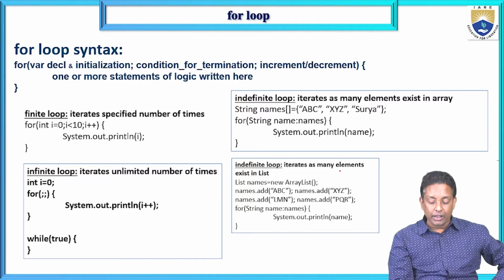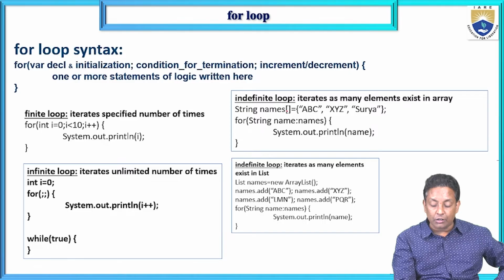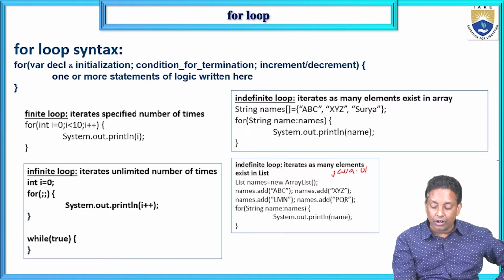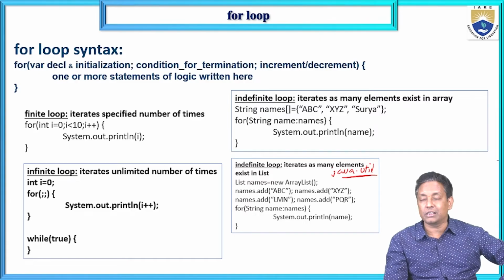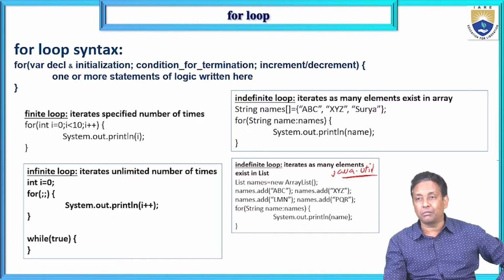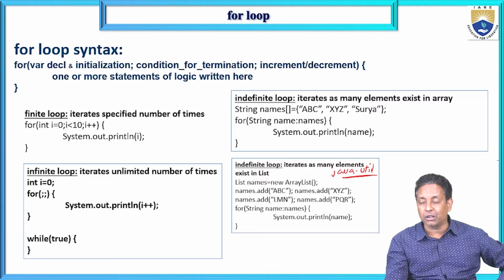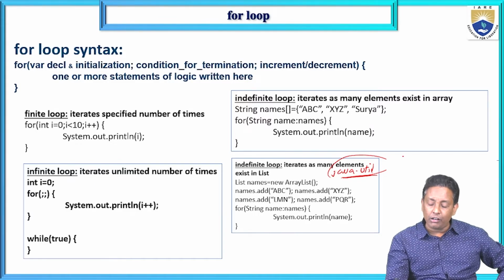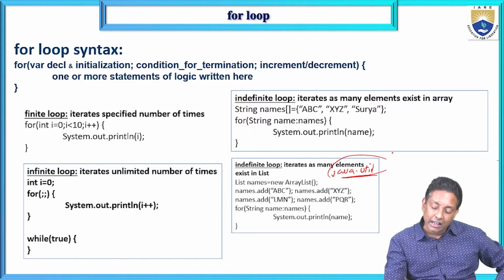The second indefinite loop is, here I took string array. So in Java, there is a package called java.util. This java.util package contains so many legacy classes and collection classes that we will discuss later, like list, set, map, vector, hash table, enumeration. Like this, there are so many predefined classes in the java.util package. These classes will act as advanced arrays.